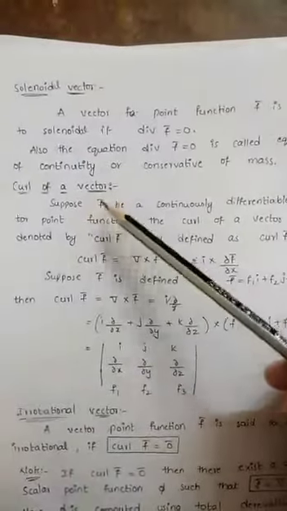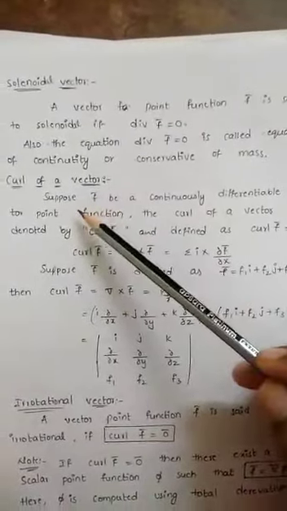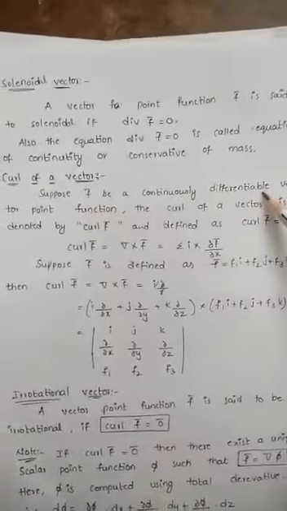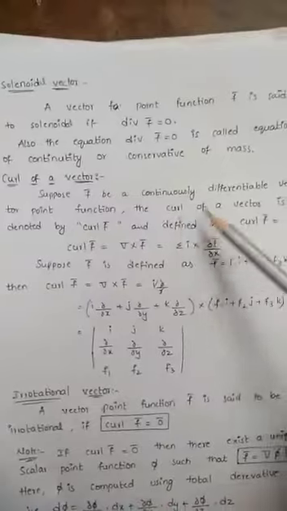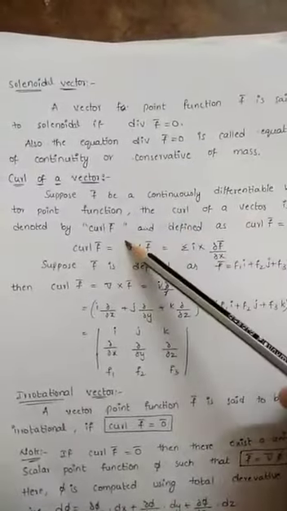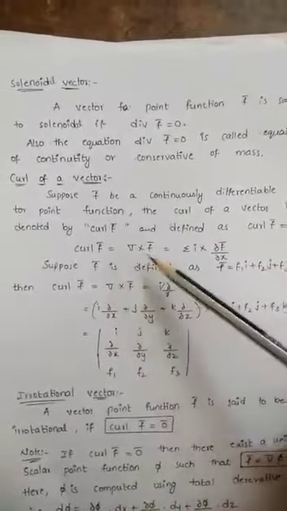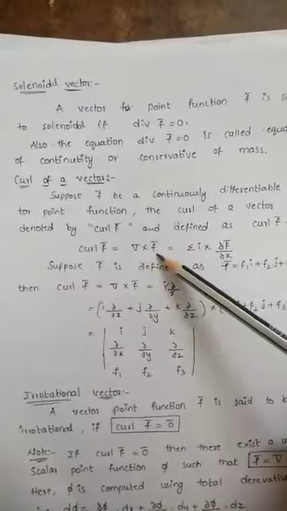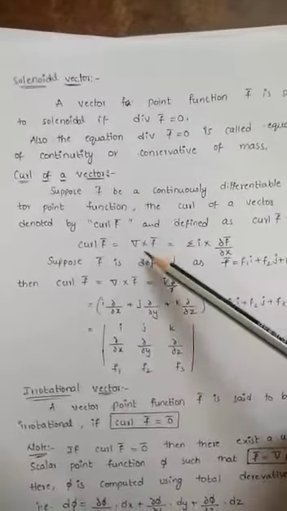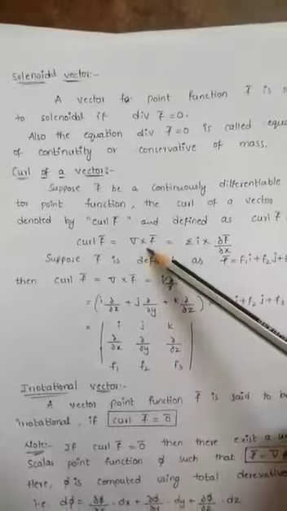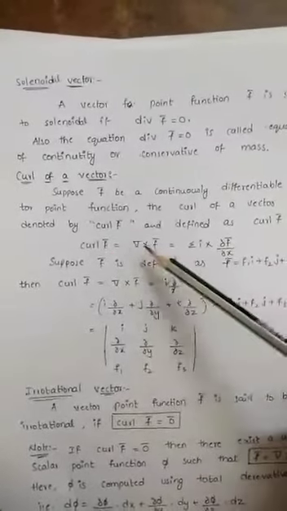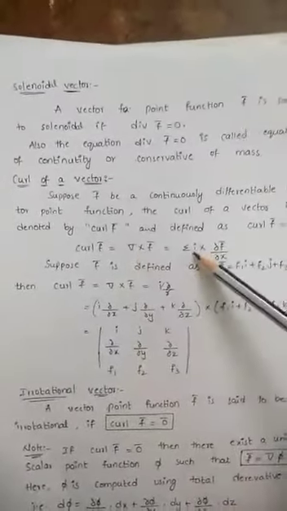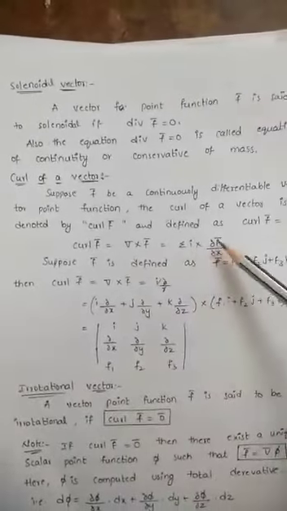Curl of a vector. Suppose f bar is a continuously differentiable vector point function. The curl of a vector f bar is denoted with curl f bar and defined as del cross f bar, the cross product between del and f bar. If there is a dot product, then it will be divergence. Here it is a cross product, C stands for cross, that is in summation notation sigma i cross dou f bar by dou x.